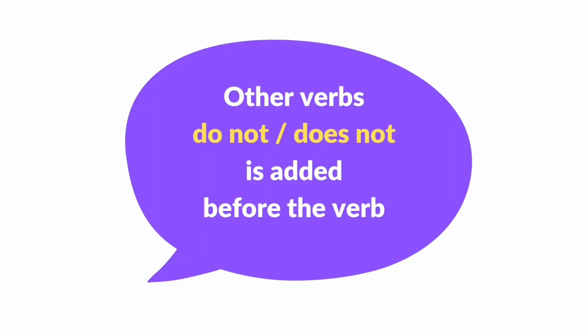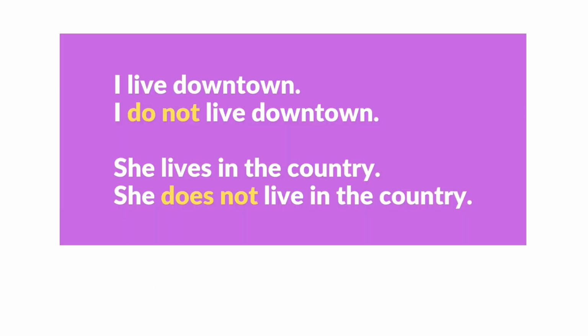Now, with other verbs, we use do not or does not before the verb. Check out these examples. I live downtown. I do not live downtown. She lives in the country. She does not live in the country. When it's negative, we add do not or does not.